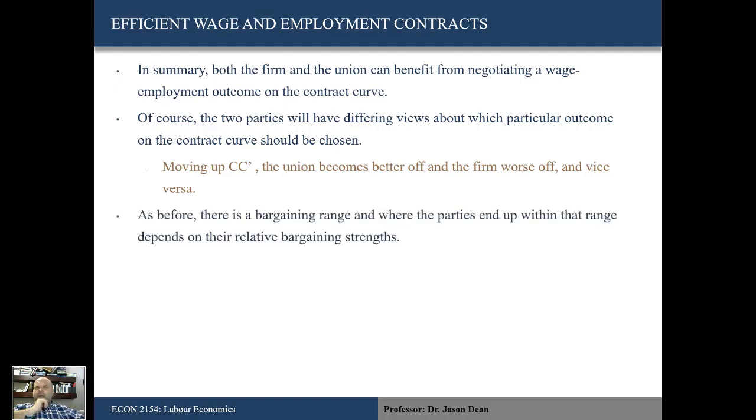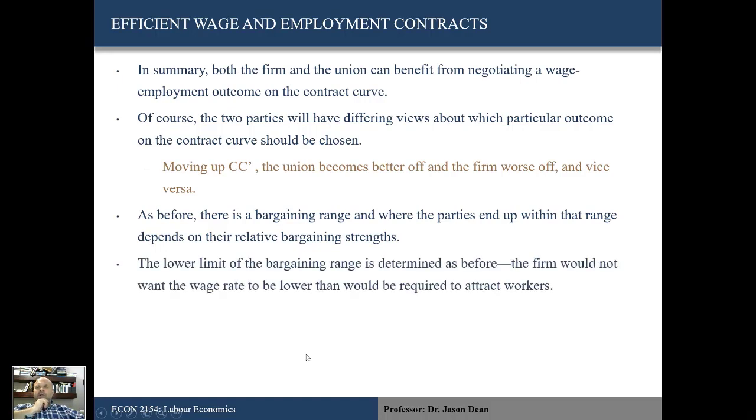But as before, there is a bargaining range, and where the parties end up within that range depends on their relative bargaining strengths. The lower limit of the bargaining range is determined as before. That would be the alternative wage.